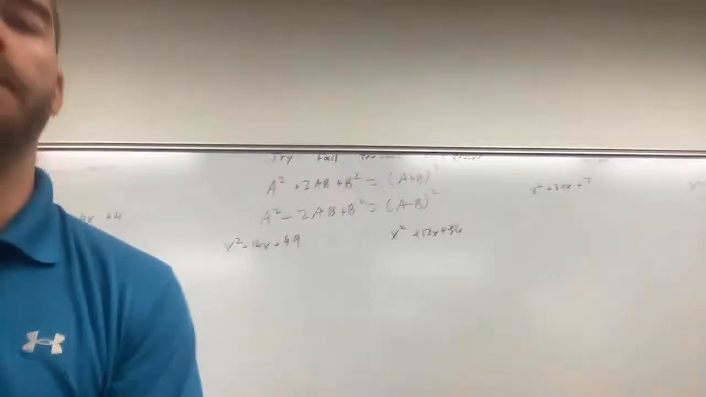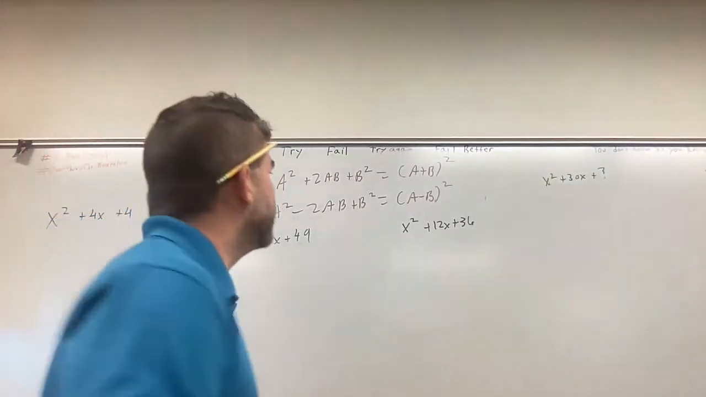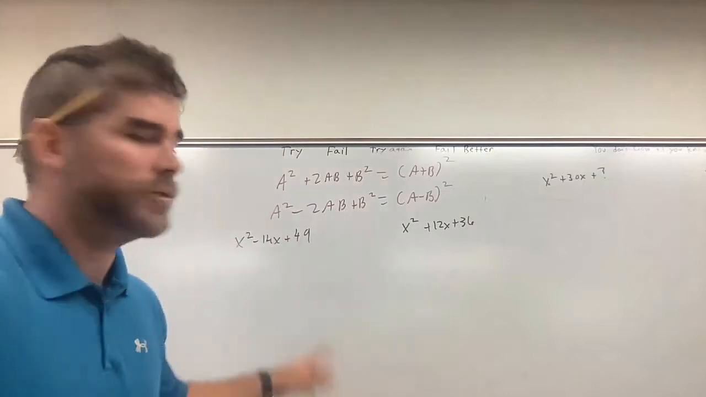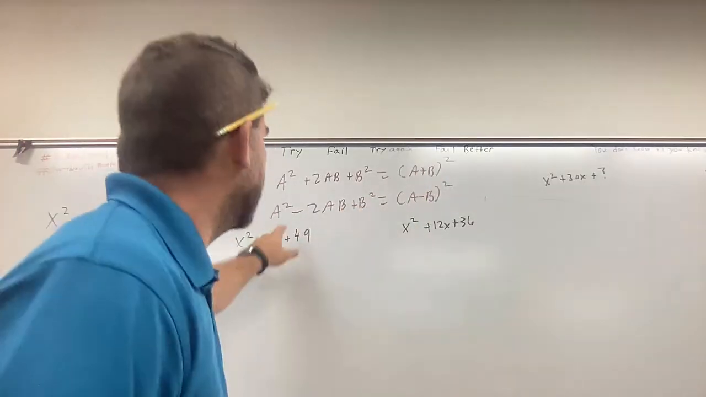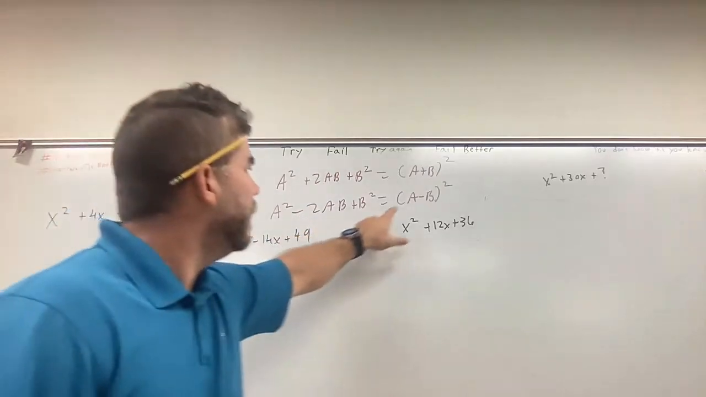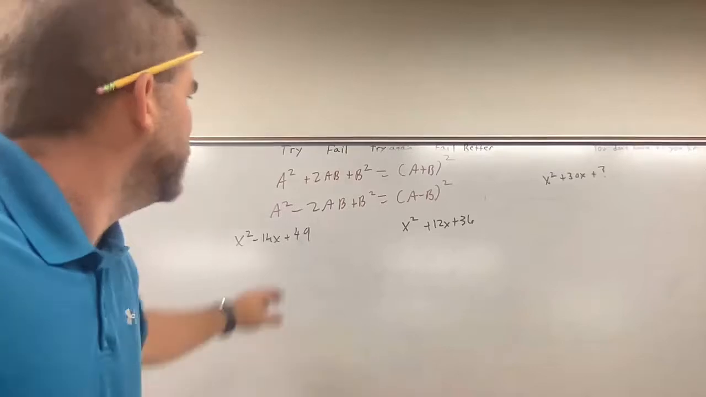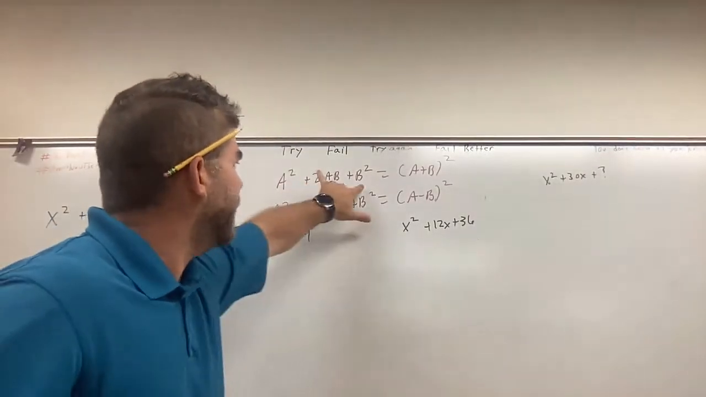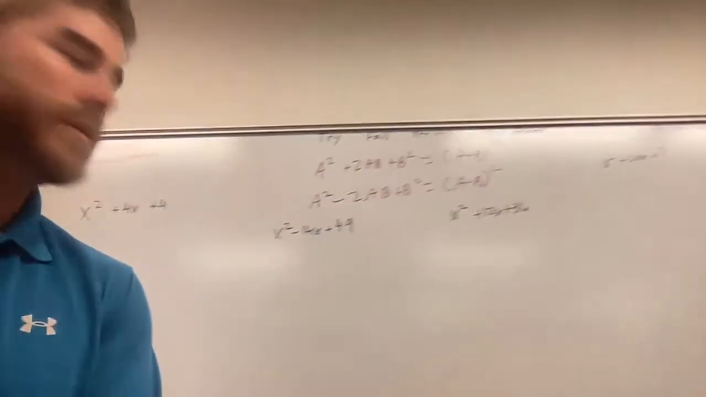Perfect square trinomials, we have two formulas for it. We have a positive version, which is a squared plus 2 times a times b plus b squared, and that's equal to a factor of (a plus b) squared. Then there's a negative version, which is the exact same, except the middle term is going to be negative now, and then my factor will have a negative in between. If you notice, it shows that the first and the last terms are squares. They are perfect squares, which is why we have perfect square trinomials.